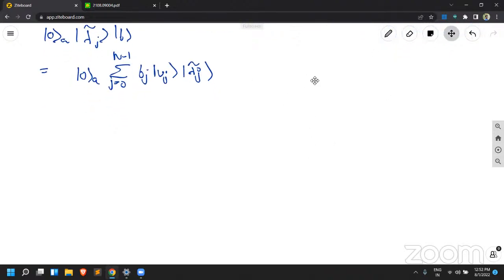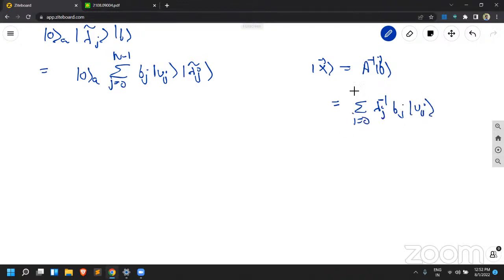Now, if you see carefully, what we had initially proven is that the x vector is given by A inverse times the b vector, right? And this can be further written as the sum of lambda j inverse bj uj, right? This was the solution. This is what we want to have. But what we have over here is not lambda inverse. We have a lambda vector.